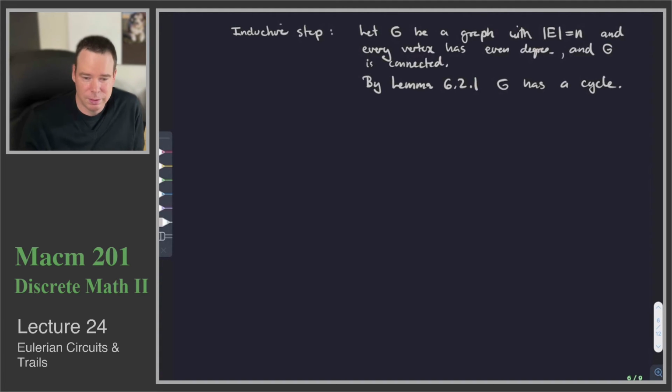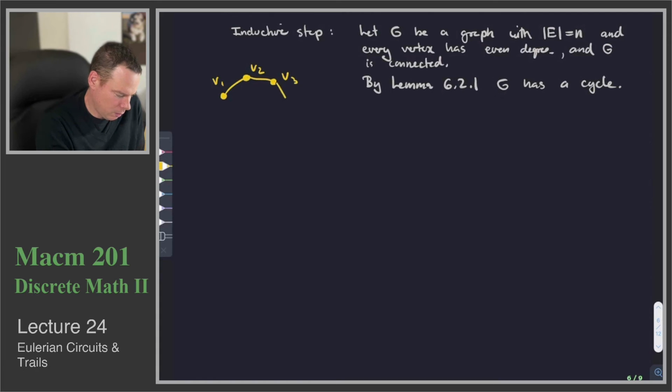So that was the lemma that said if every vertex has degree at least 2, then there has to be a cycle. So our cycle is going to look like V1, V2, V3, V4, and so on all the way around. Maybe we'll call this Vm. Something like this. That's our cycle C.